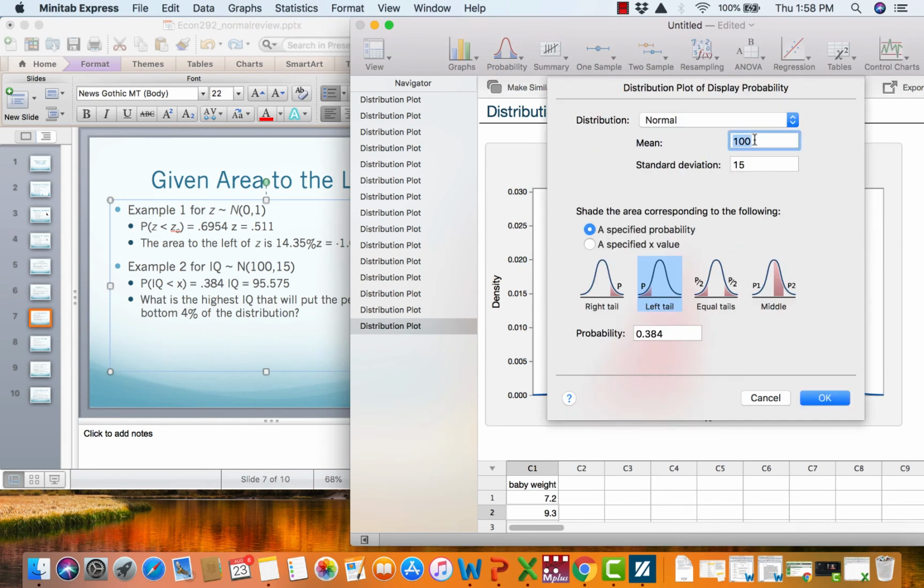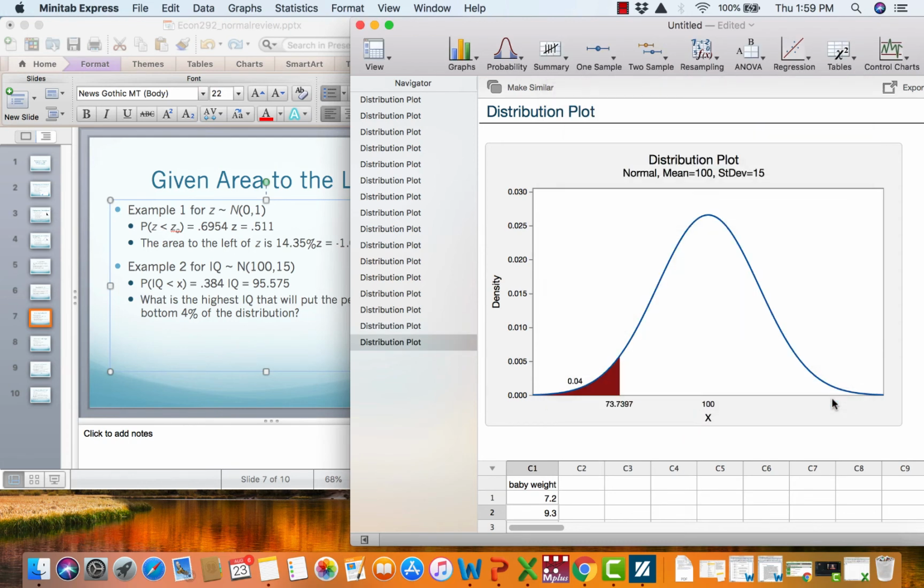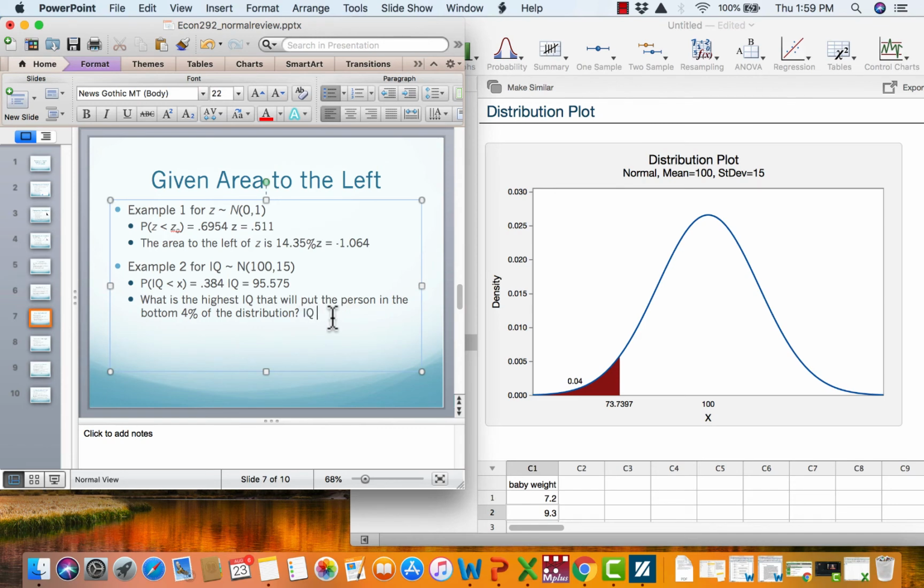All right, so we have our mean and standard deviation for IQ. We are given a probability. We're given the bottom, which is left tail, and we simply type 0.04, all right, or 4%. We say okay. All right, and if we are rounding this IQ to the thousandth, we just ignore this 7, and our answer is 73.739. Okay. All right, let's keep moving forward.